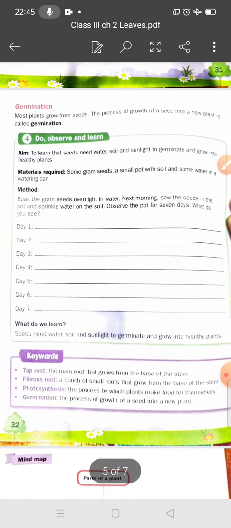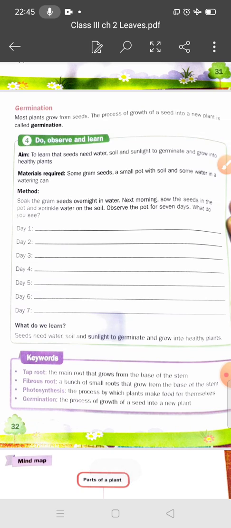In the next lecture we will discuss the next topic, germination. What is germination? The process of the growth of a seed into a new plant is called germination. So this will be discussed in the next lecture.